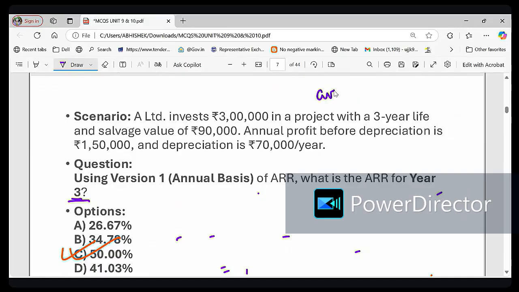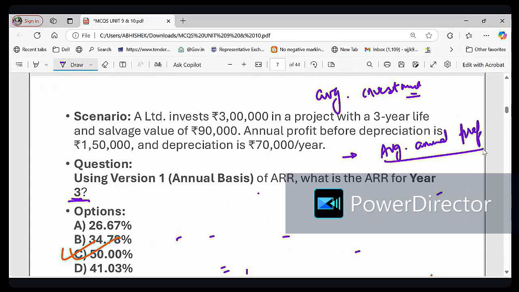So it uses average investment, right? As the name itself suggests, it uses average investment over the life of the project. How to find the average investment? So the formula is very simple. To calculate ARR, in the numerator, you will write the average annual profit. But in the denominator, you will write the average investment. That is the difference. In the previous case, we have just taken the total investment. We have not taken the average investment. But since this is average investment, in the denominator we will take the average investment.